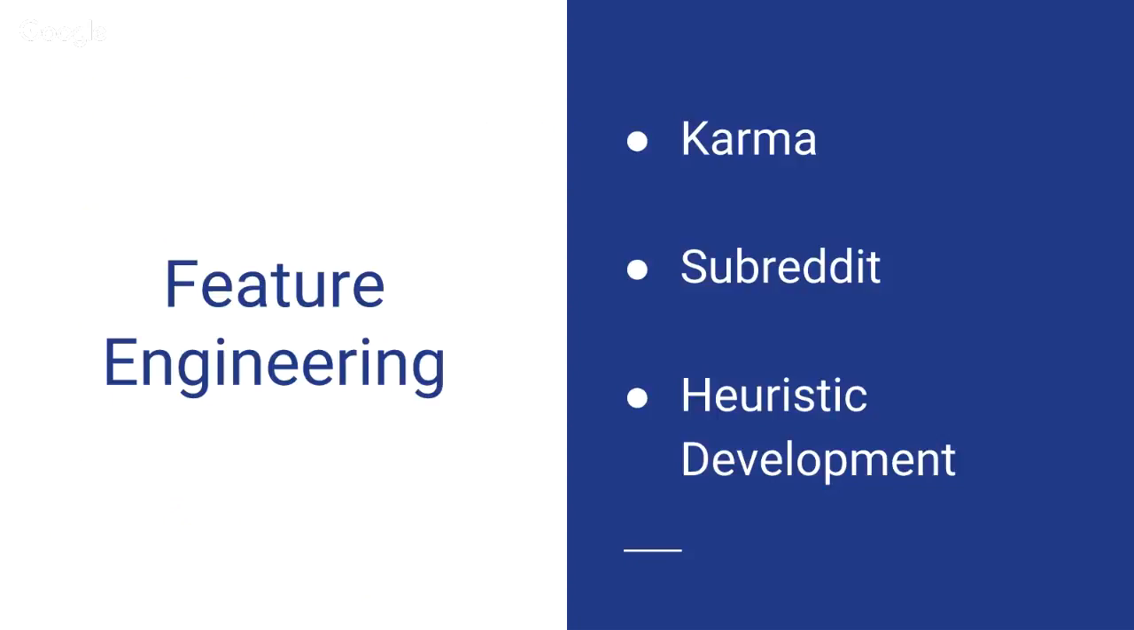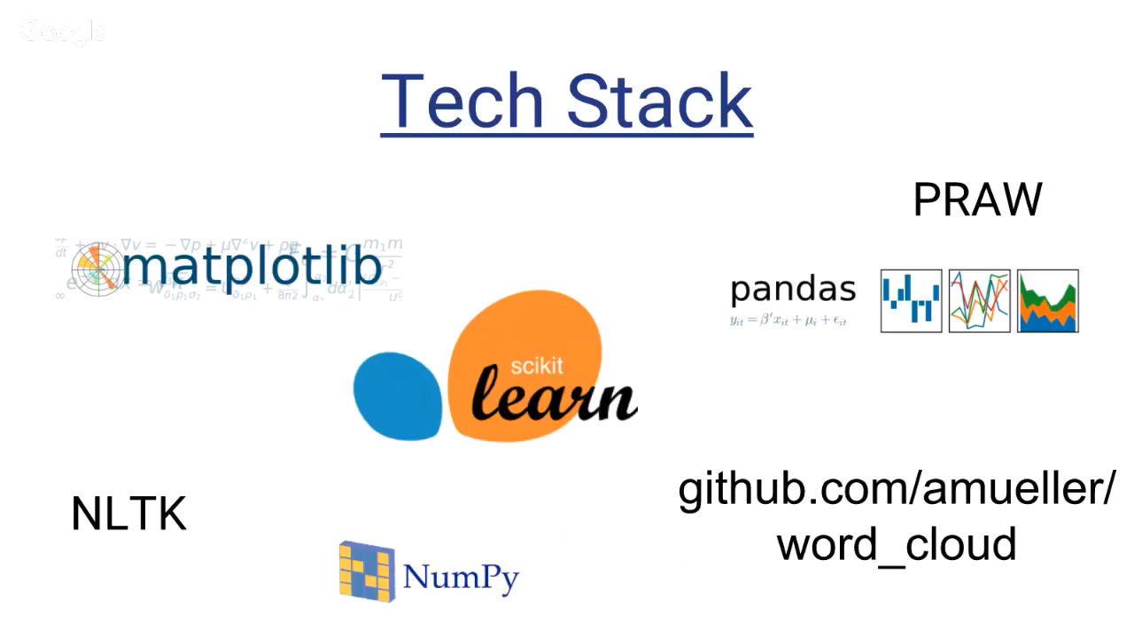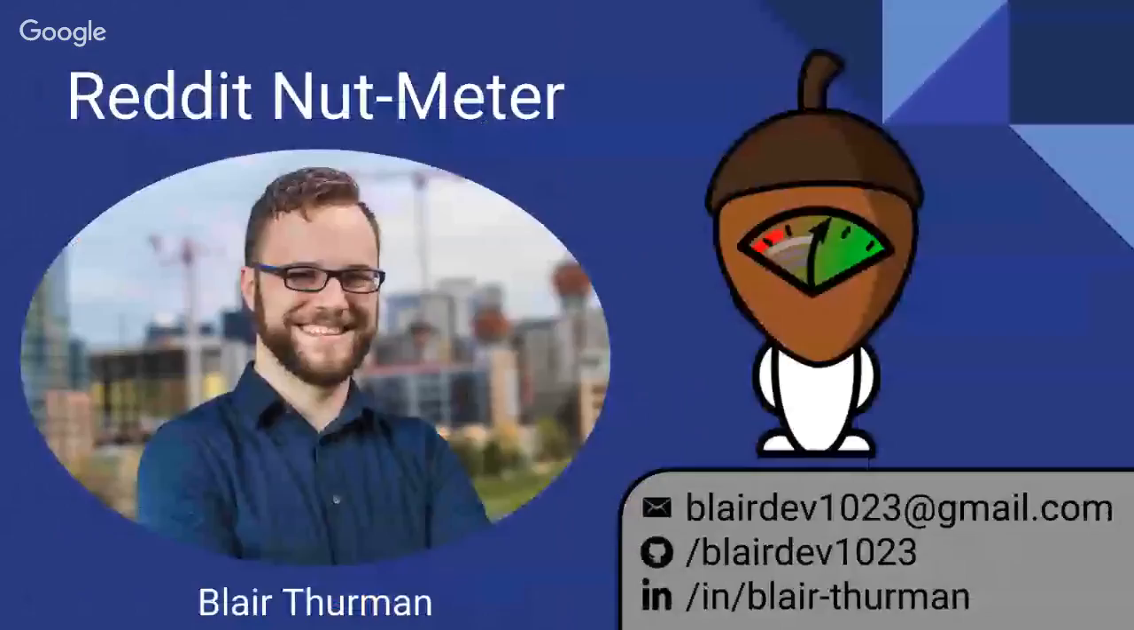And then there's this idea of karma, and karma is just the net upvotes and downvotes a community gives a comment. So if I went to National Socialism and I said, all Nazis are bad, and they downvoted me, that's information that the model would want to know because that's a negative comment for the community. This is my tech stack, and here's my face and some contact information.